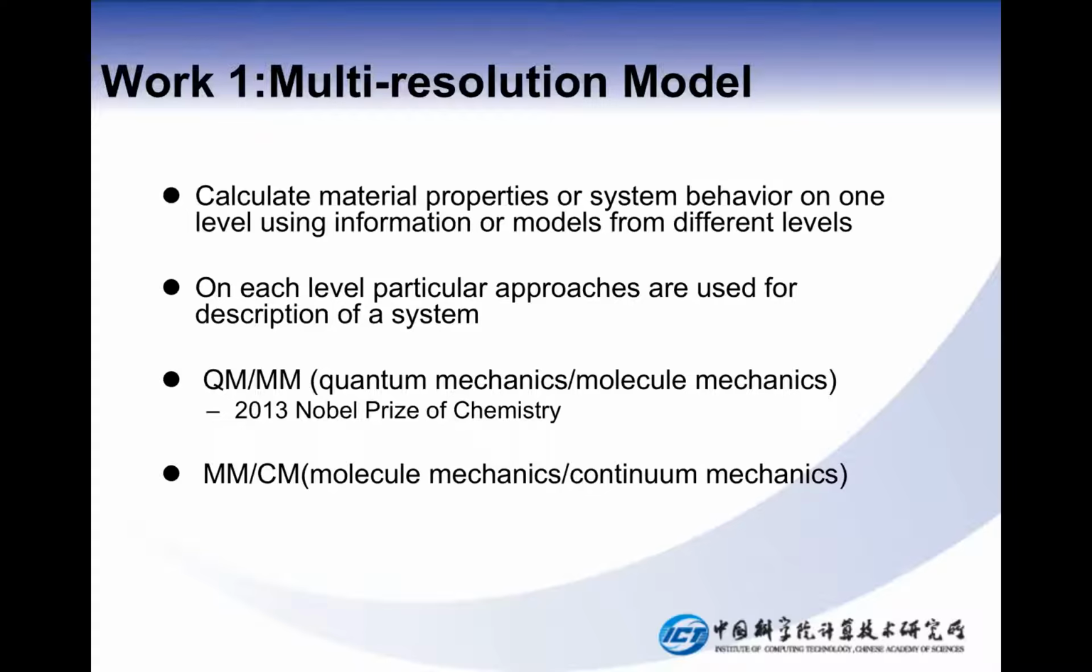Well, then what is a multi-resolution model? A multi-resolution model calculates material properties or system behavior on one level using information or models from different levels. On each level, a particular approach is used for the description of a system. For example, the famous QM/MM model couples quantum mechanics to molecular mechanics. Actually, the 2013 Nobel Prize in Chemistry was awarded for this kind of model. Another famous, widely used model is the MM/CM model, which couples molecular mechanics to continuum mechanics. Actually, our model is one kind of MM/CM model.